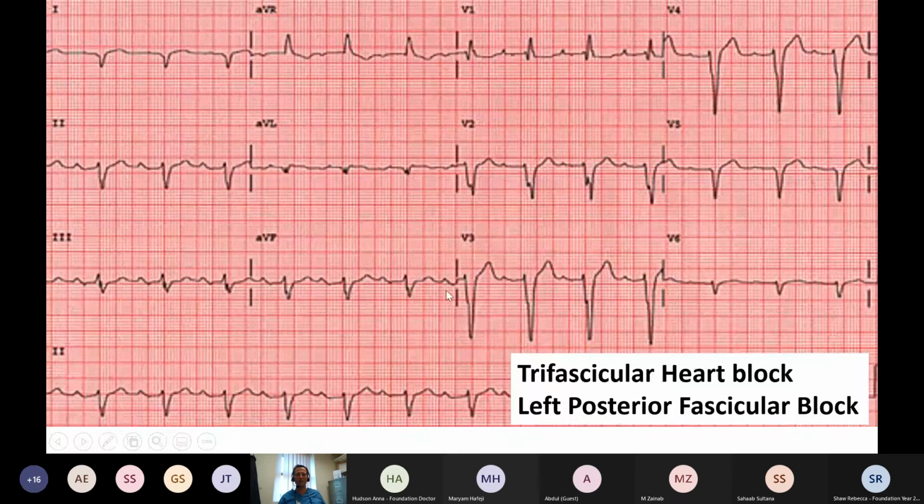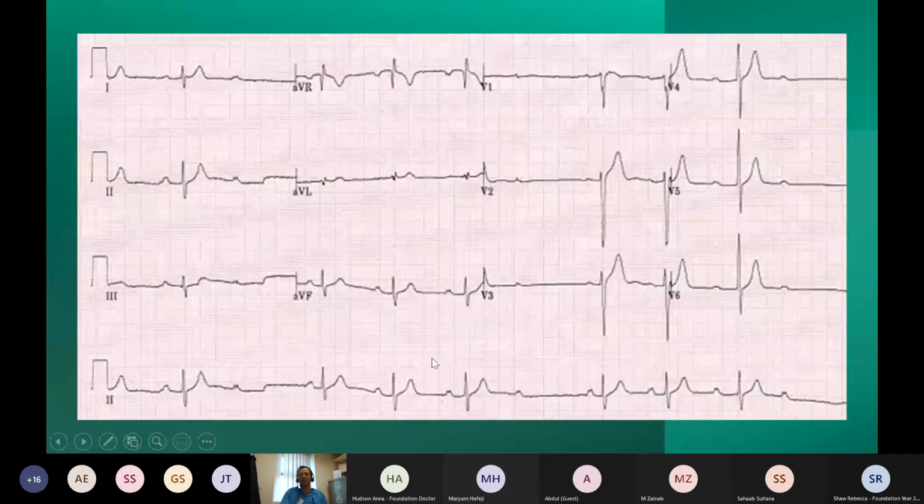So we've got block of the right bundle, we've got block of the left posterior fascicle, and we have first degree heart block. So don't worry too much about that, because that's a very unusual thing. You won't see it, but if you do, you can be delighted. It looks a bit weird, and the reason I throw it in is just to help you think about your bundle branch block patterns and to show you an example of profound right axis deviation. Look, it's positive in AVR. It's pointing in completely the wrong direction. Great. So moving on, we've covered the different types of fascicular block.